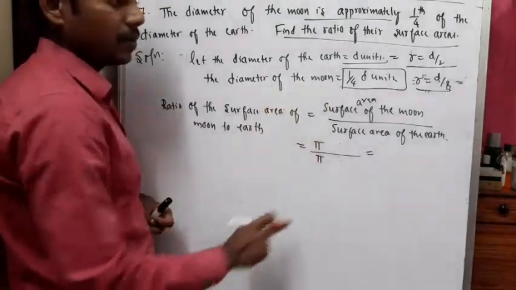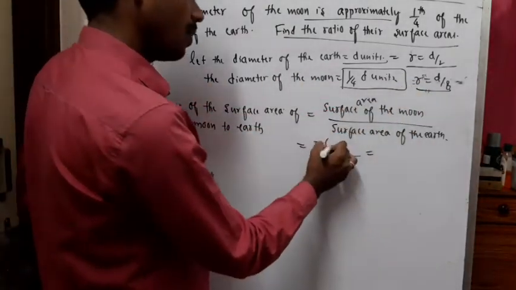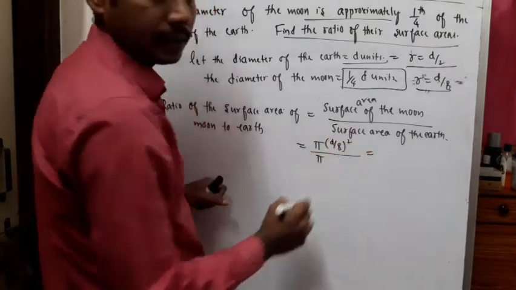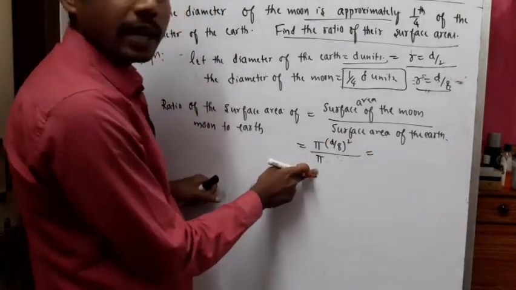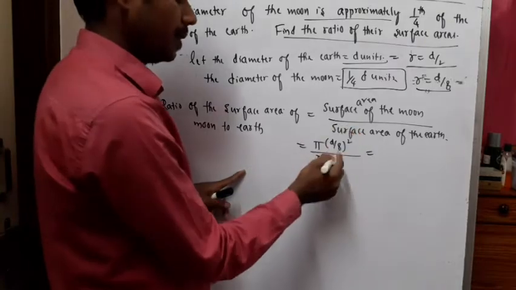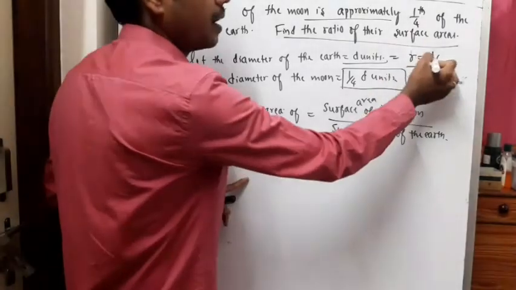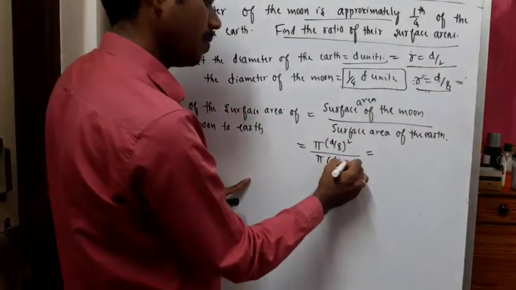What is the radius of the moon? That is d by 8. Pi d by 8 whole square. That's it. So what is the surface area of the earth? Pi r square. What is r? D by 2. That is pi d by 2 whole square.